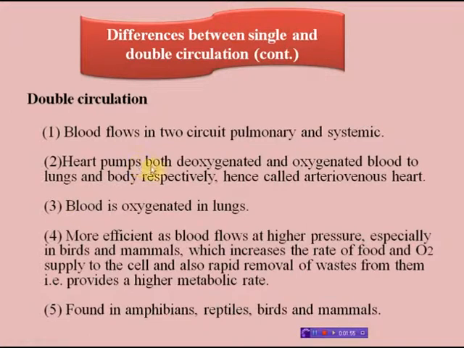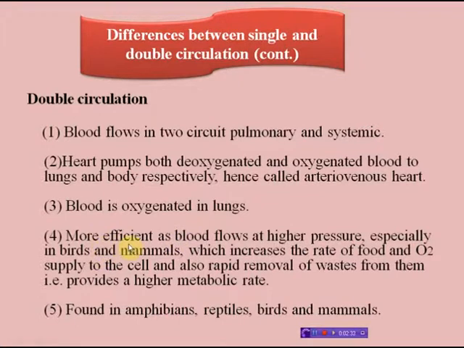Next, the heart pumps both deoxygenated and oxygenated blood to lungs and body respectively. That is, the heart pumps deoxygenated blood for purifying it in the lungs, and the purified blood from the lungs is pumped back from the heart to the body. Hence, it is called arteriovenous heart. Next, blood is oxygenated in lungs. That is, blood is purified in lungs.